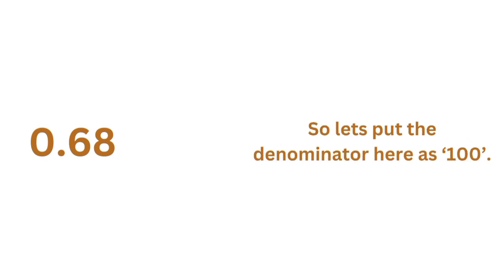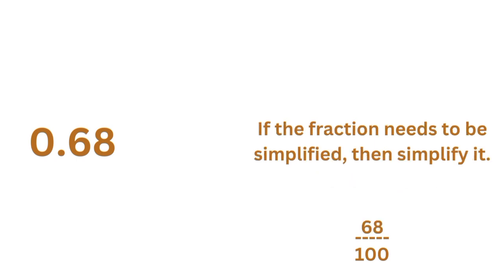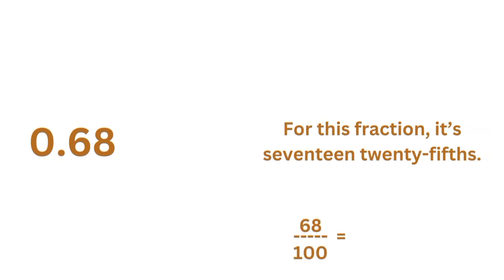So let's put the denominator here as 100. To find the numerator, copy the fractional part as the numerator. If the fraction needs to be simplified, then simplify it. For this fraction, it's 17/25.